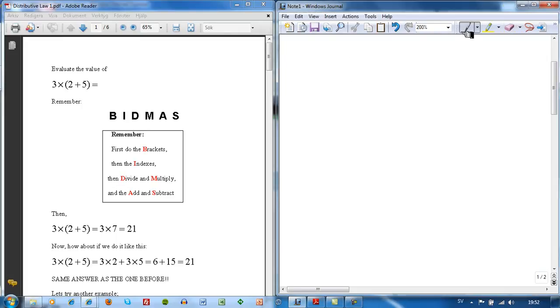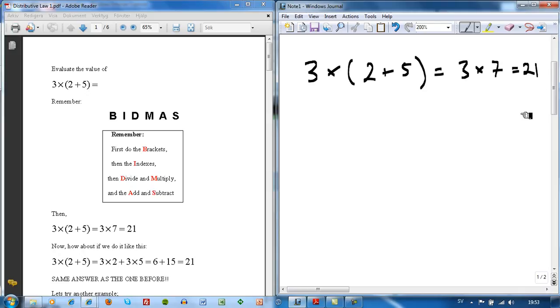So let's have a look at this example. 3 times, then within brackets 2 plus 5. We know according to BODMAS, the order of operations, that we should start with the brackets. So 3 times, we evaluate everything that's within the brackets first, and this is 7. And then no indices, and we do the multiplication, and the answer is 21.